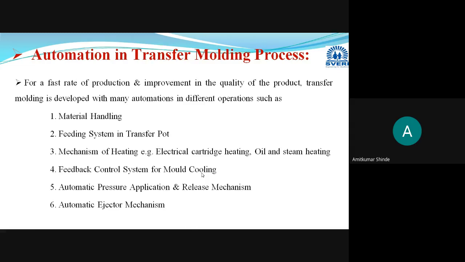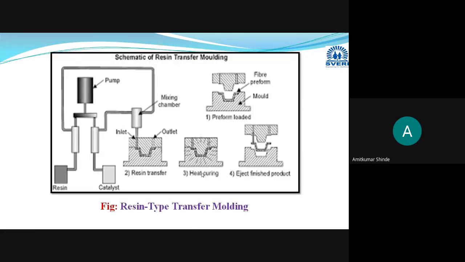So for example, here some automation is done in this resin transfer molding process. Different automations are used, and basically it is used for manufacturing molded parts or components with the help of composite materials which consist of plastics. For that, this resin transfer molding process is used. Here you can see this is the resin, and this is the catalyst. The catalyst is added so that the rate of the process is accelerated.